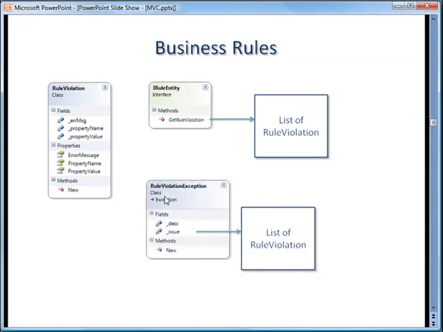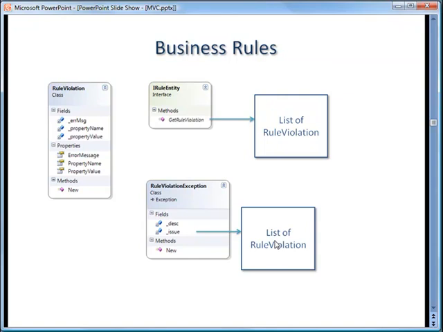We have one more definition, which is called a RuleViolationException. It inherits from the Exception class. It has two fields and no properties. The fields are a description and an issue. And the issue is actually another list of rule violations. This exception is created with a constructor that requires us to pass the description of the set of errors and the set of errors themselves. And when I say set of errors, I mean the list of rule violations.